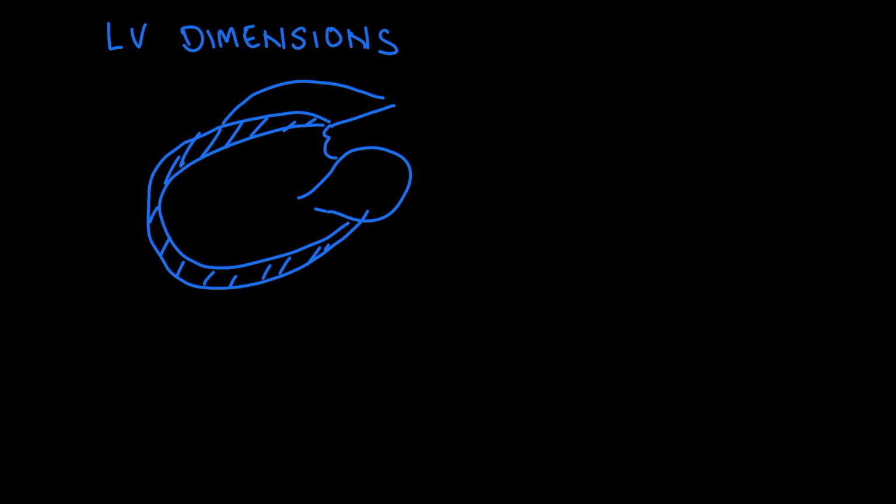And we want to look at the dimensions of this chamber when it is at its largest, when it is full of blood, or at end diastole. So we've got our ECG down here. You've got your P wave, your QRS, and then your T. Then you've got your P wave, and then right before the QRS starts, this is end diastole, when the chambers are at their largest.